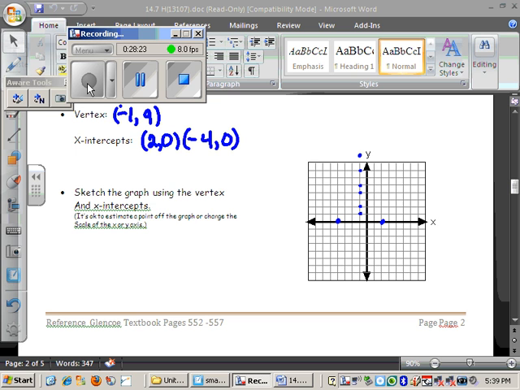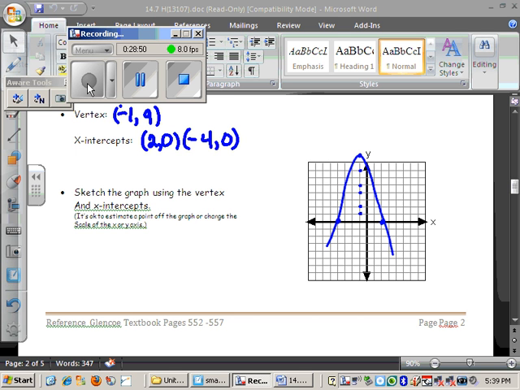And I'm going to draw my parabola. And if you recall from the original equation, we did have a negative a value, and a negative a value will tell you that the graph has a maximum. It's actually a reflection because it's going downward. So here's a sketch of our original equation, with a vertex of negative 1, 9, and the x-intercepts of 2 and negative 4.